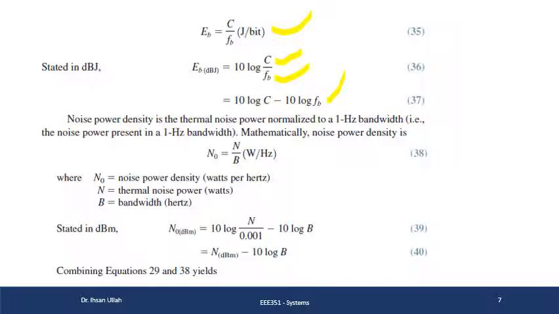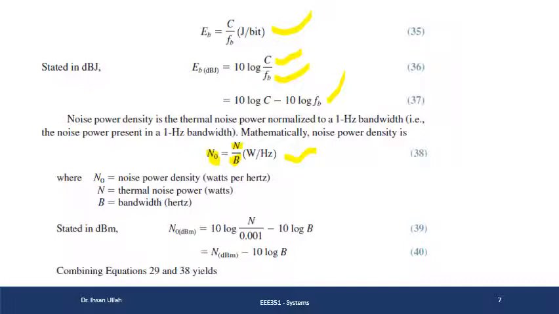Now the noise power density is the thermal noise power normalized to a 1 Hz bandwidth, where you consider the noise spread per unit Hertz. Mathematically, the noise power density can be computed as N naught, which is equal to the noise power divided by the bandwidth of the system. This way, you can compute the noise power density, where N is the thermal noise power.